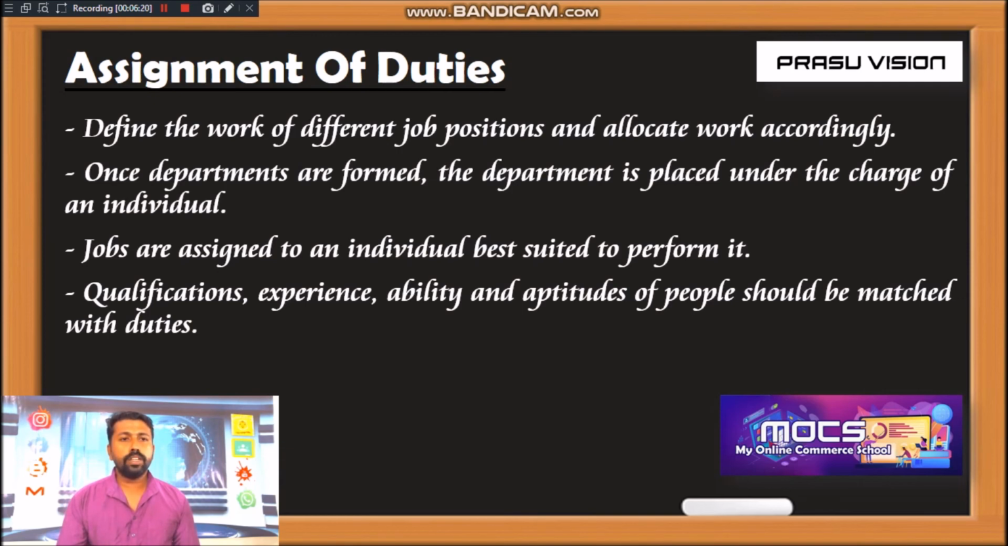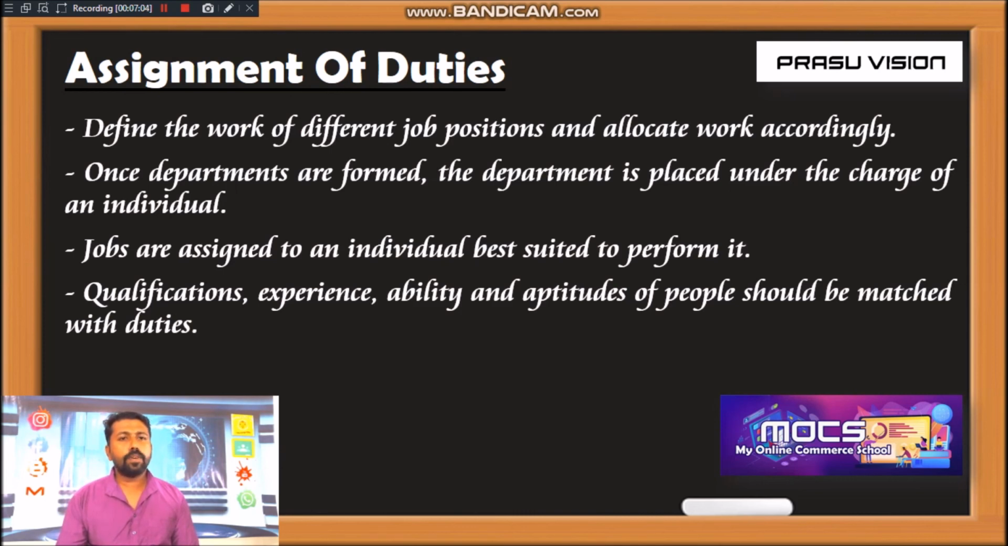When the duties are assigned, we have to look at the qualification of the workers, experience of the workers, ability and the aptitude of the people, and we have to match the quality of each worker with their duties. So assignment of duty is very essential. When we assign the duties, we have to look at factors like qualification, experience, ability, and aptitude of people. You know very well, when we have interest to perform such a duty, we will give our 100% effort to bring better results.